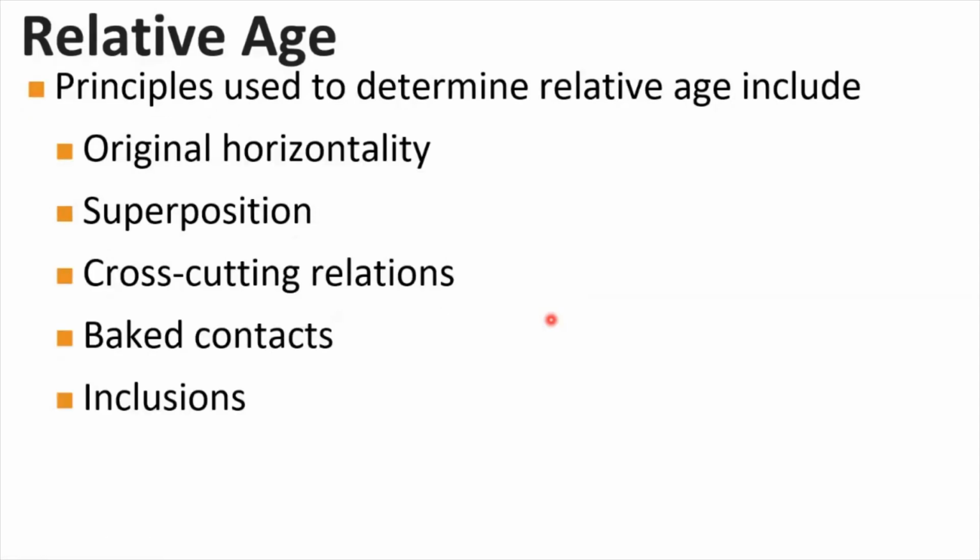Now, these are the different principles or rules used to determine relative age, and these were developed by Nicholas Steno. The first is the principle of original horizontality, then the principle of superposition, the principle of cross-cutting relations, the principle of baked contacts, and the principle of inclusions. And we'll get into each of these in a moment.